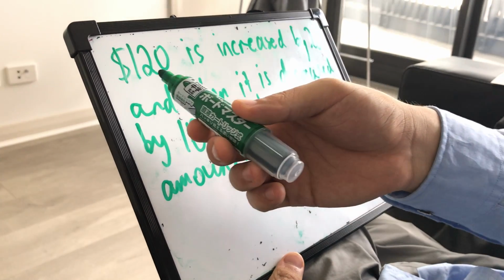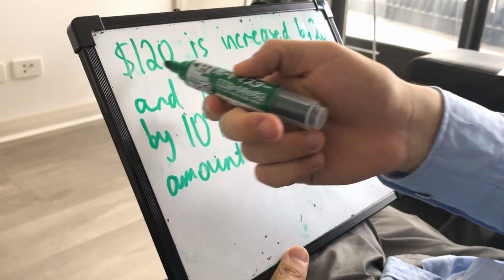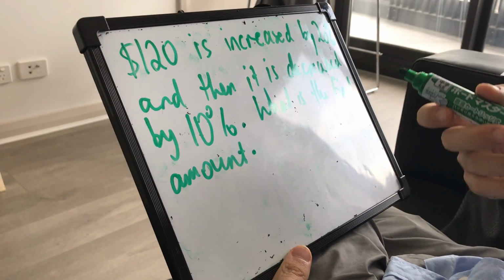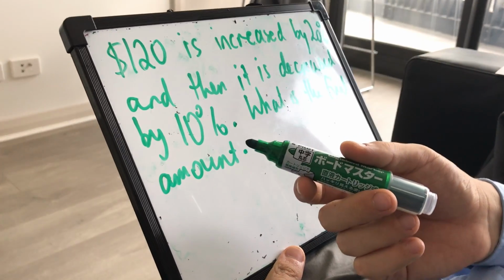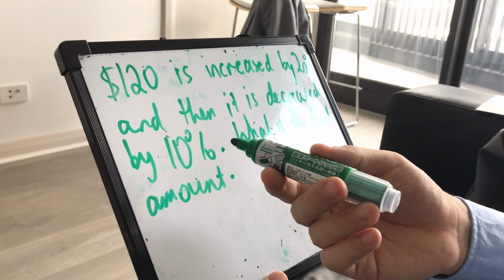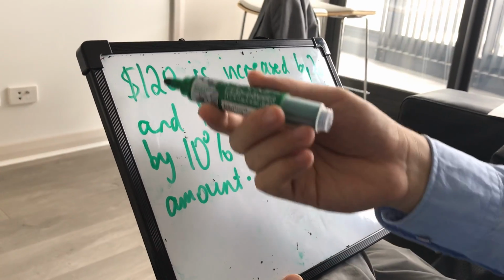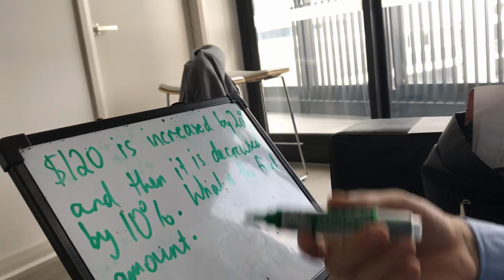The most common interpretation is that you're increasing 120 by 20%, and then you're decreasing that amount by 10%. Okay, so now you're decreasing it by more than 10% of 120, because it's 10% of 120 plus 20%.